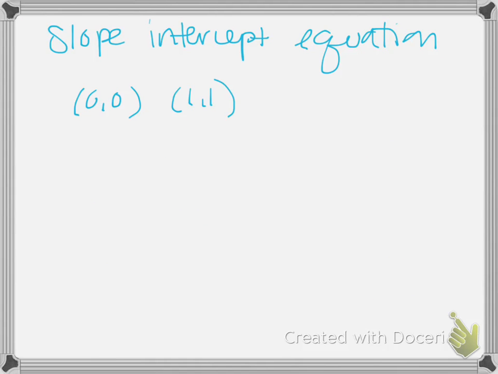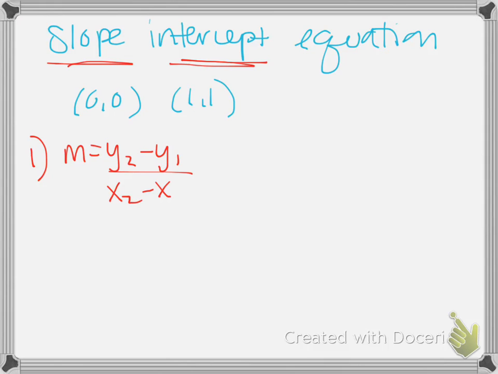For a slope-intercept equation, if I am trying to find one, I need a slope and a y-intercept. So my first step is always to find my slope. I'm going to do y2 minus y1 over x2 minus x1. So x1, y1, x2, y2.